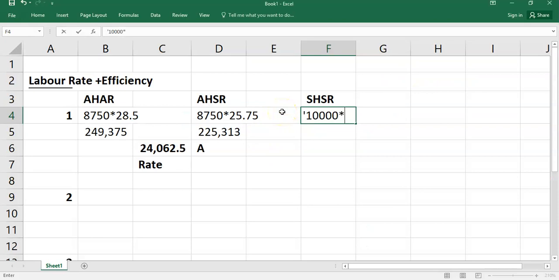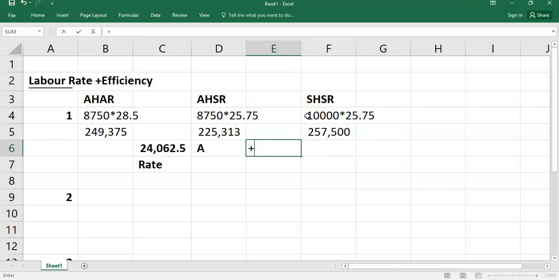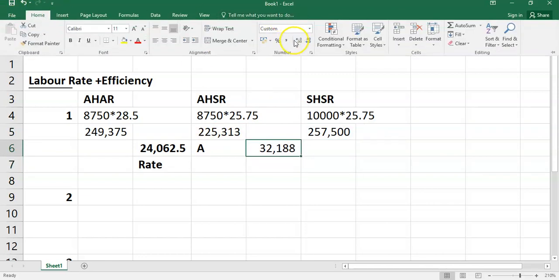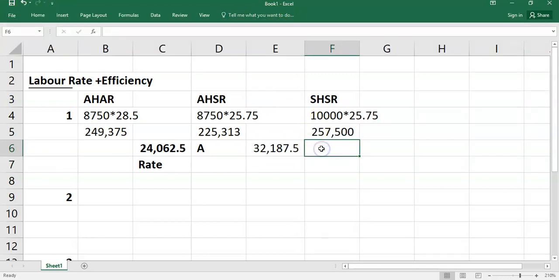And this will be times 25.75. Again, just double check before you do the numbers. I've used less hours than budget. This is going to be a favorable variance. And the difference there, I always leave it as positive. 32,188, so it's technically 187.5 if you want to be exact. That's favorable, and that's your efficiency variance. So not a lot of work.